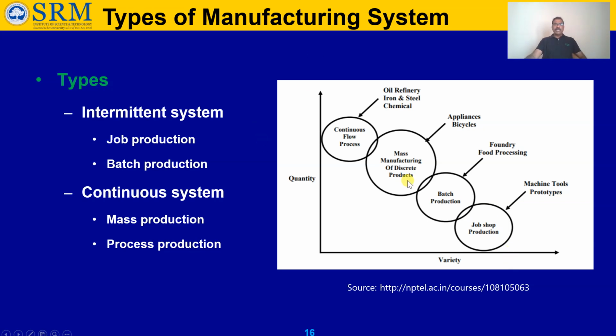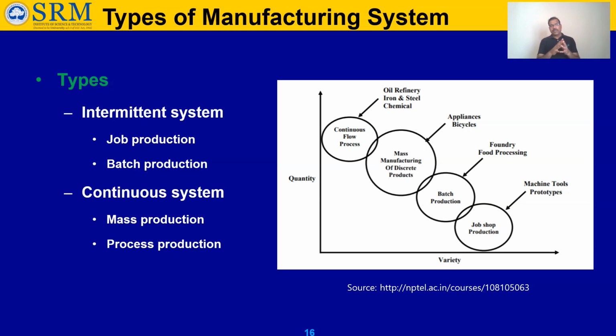Okay, each and every production type, like continuous flow production or mass manufacturing, batch production, job shop production, will have individual characteristics, advantages and disadvantages. We'll be teaching you about that in the coming videos.